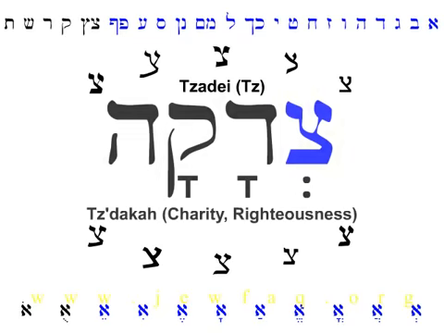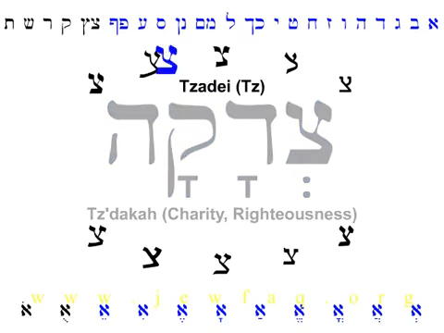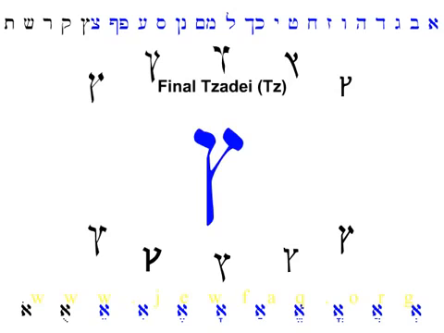Tzadi is the first letter in the word tzedakah, which is usually translated as charity because it refers to helping the poor, but the word actually means righteousness, because helping the poor is the right thing to do, not just a nice thing to do. We've seen most of the letters in this word: tzadeh, sheva, dalet, kametz, we haven't seen this one yet, and another kametz, and hey, tzedakah, tzedakah.